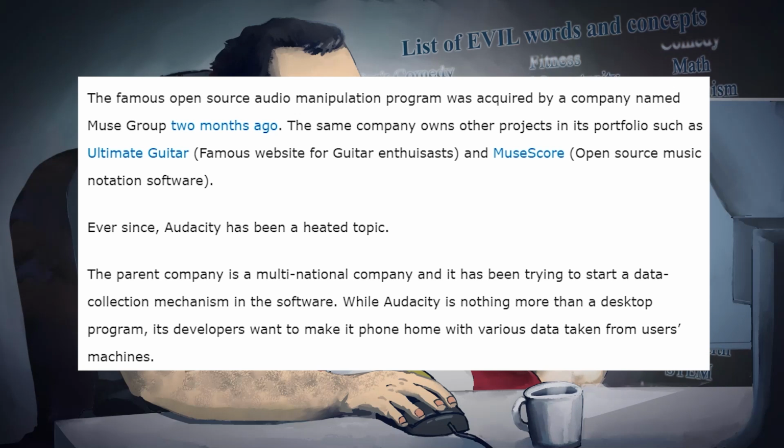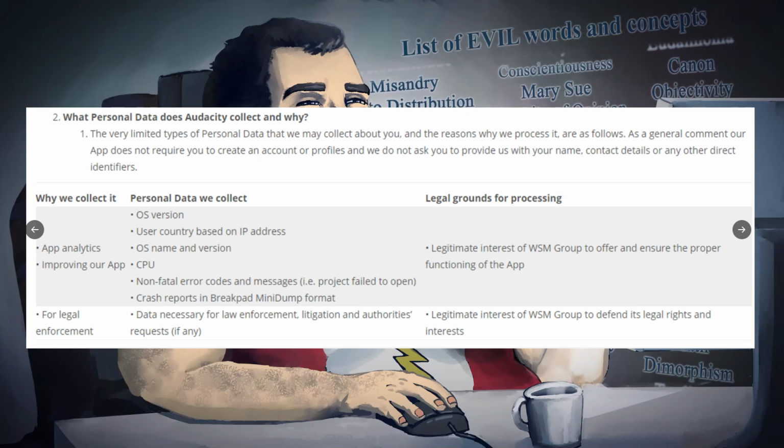The parent company is a multinational company and it has been trying to start a data collection mechanism in the software. While Audacity is nothing more than a desktop program, its developers want to make it phone home with various data taken from users' machines. And here's a look at their new terms of service.